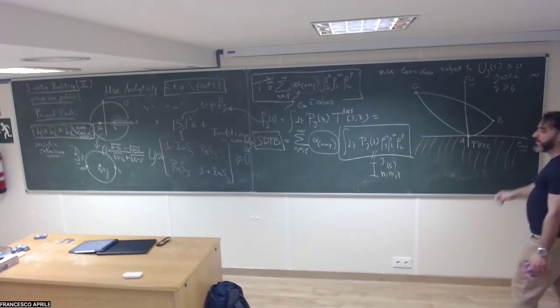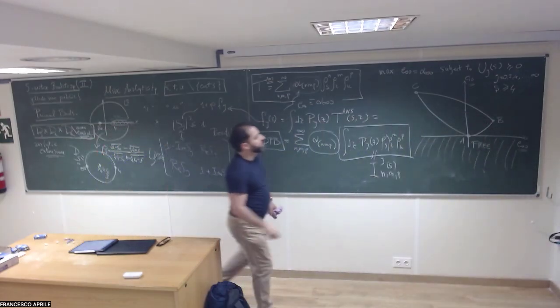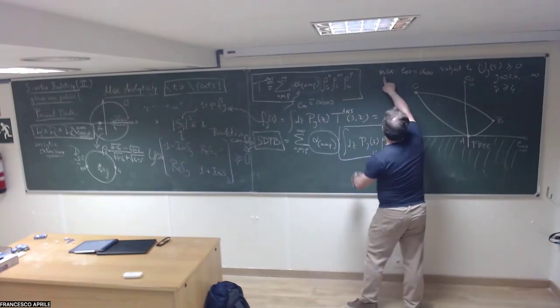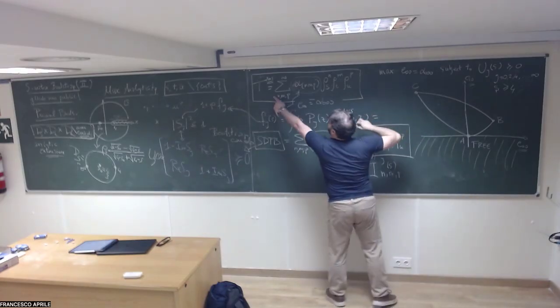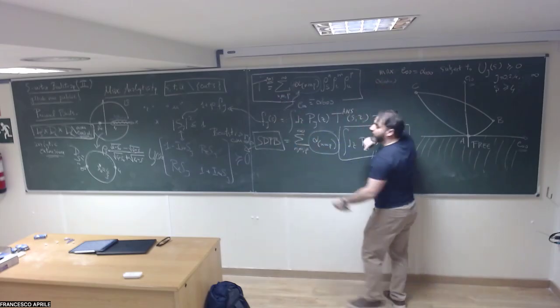So if you do this, you will find this point. Sorry, and the maximization is done varying over the alpha ABC.